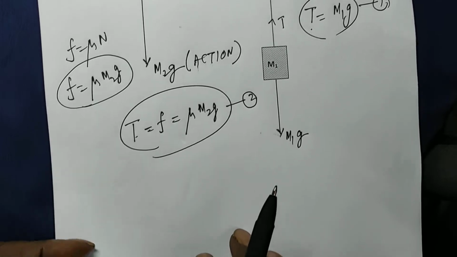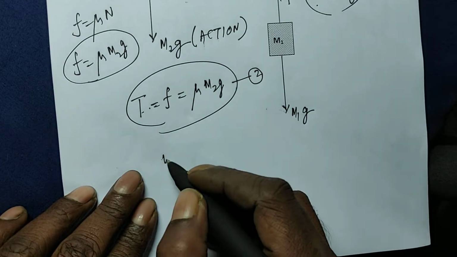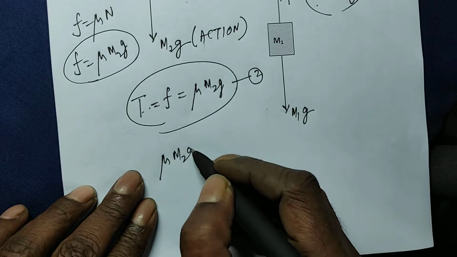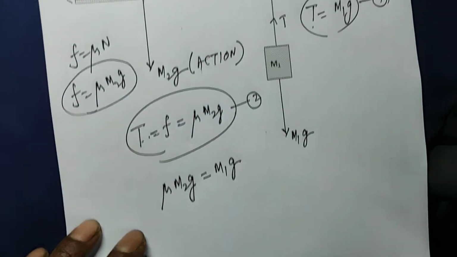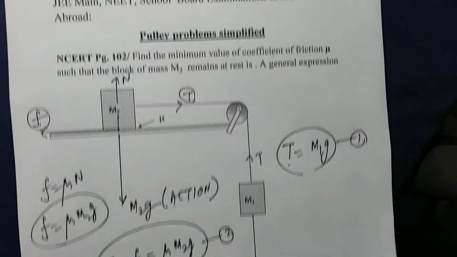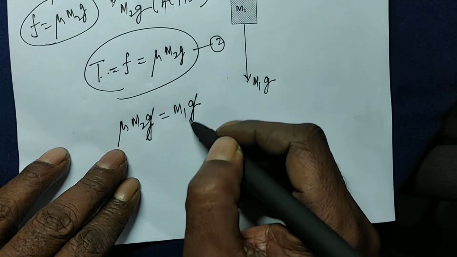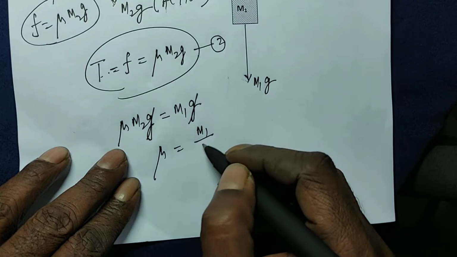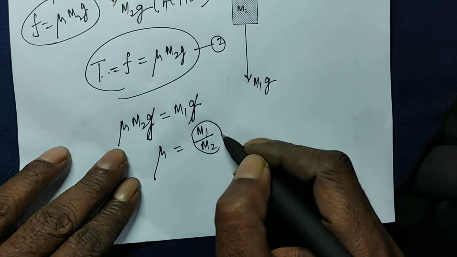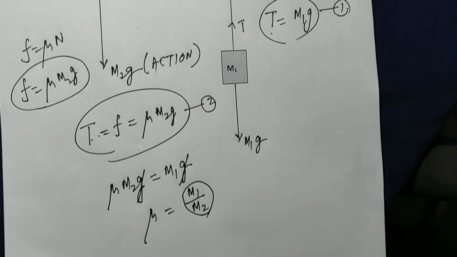So the general expression would be, same T, mu M2 g is equal to M1 times g. Fine. So we are required to find mu. So g cancels. So your mu is equal to M1 over M2. So this is the minimum value of mu.